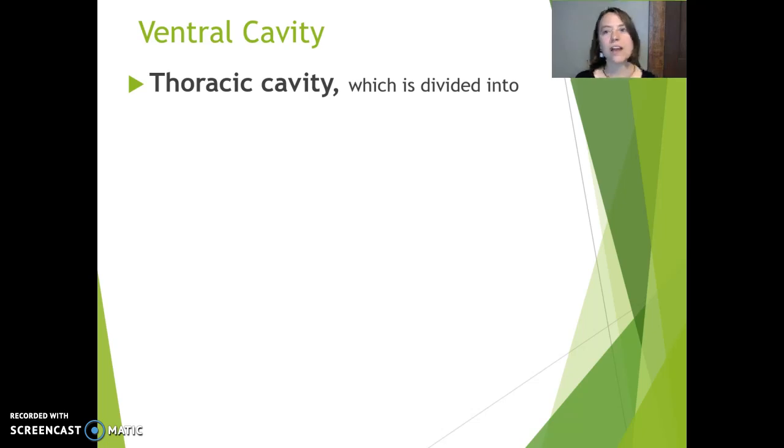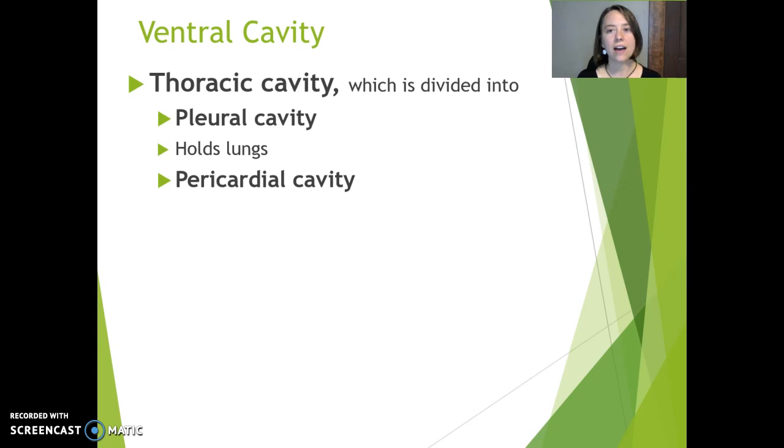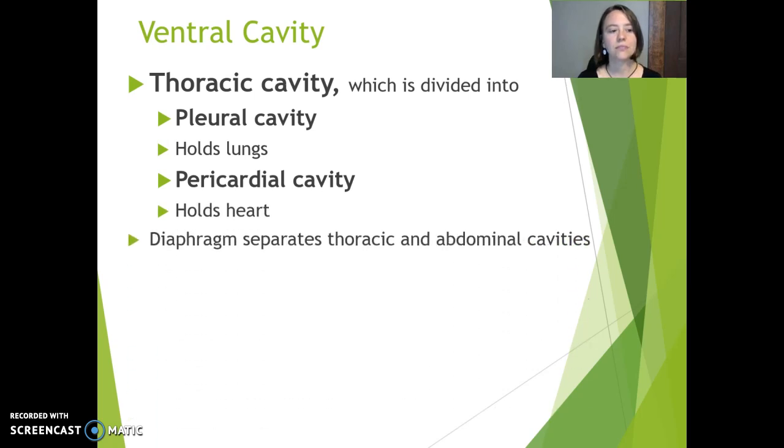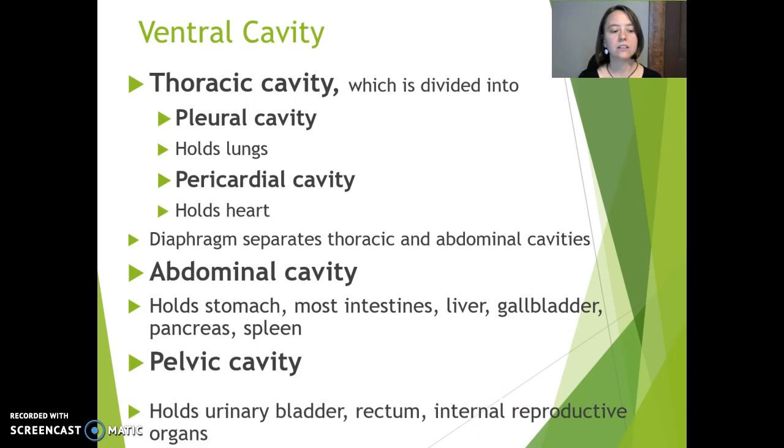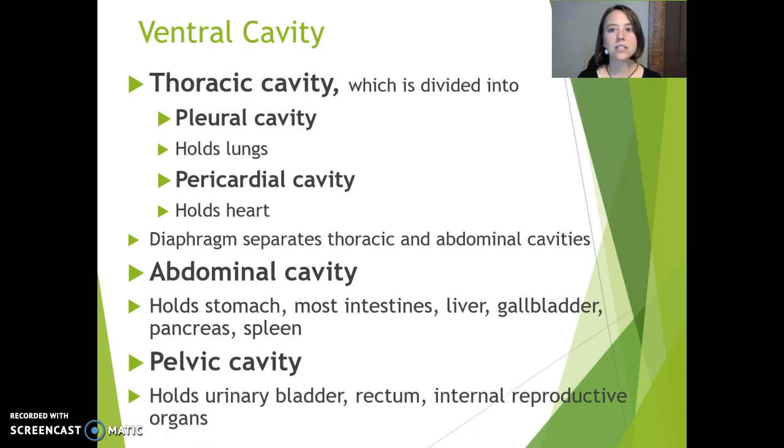We're going to be looking at the ventral cavity, which includes the thoracic cavity, and everything in salmon was the ventral cavity. So the thoracic cavity is divided into a pleural cavity, which holds your lungs, and the pericardial cavity, which holds your heart. The diaphragm separates the thoracic and abdominal cavities. The abdominal cavity holds most of your organs, your stomach, intestines, liver, gallbladder, pancreas, and spleen. And your pelvic cavity holds the urinary bladder, rectum, and any internal reproductive organs.